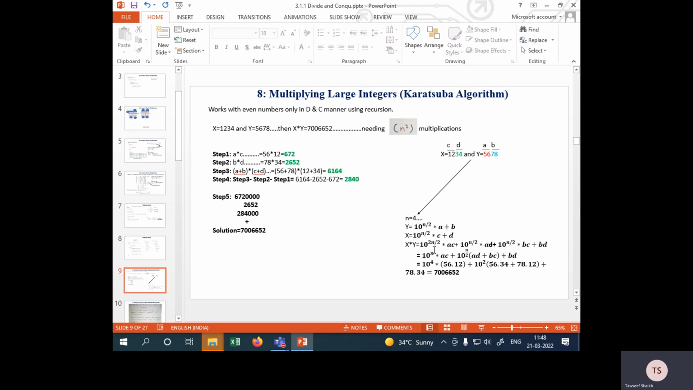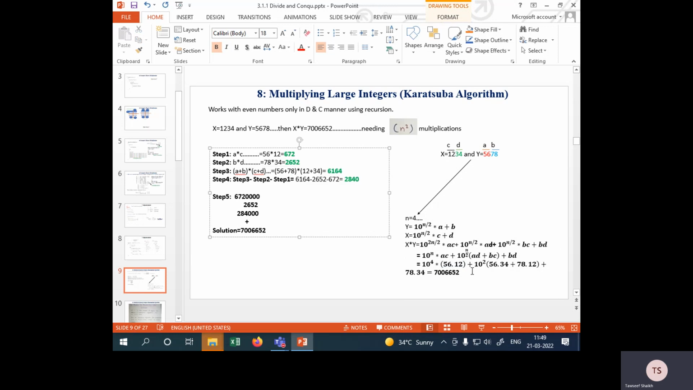So if I substitute the value n is equal to 4 here, this will become 10 power 4 into, in place of a, 56, c, 12, 10 power n, 4 by 2 square. Finally, it will be equal to what I actually got. And if you see here, I am multiplying this 56 into 12 by 10 power 4, which means 1, and on the right side there will be 4 zeros. And that's why I added those 4 zeros here.